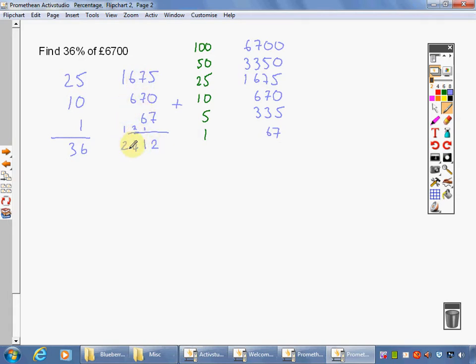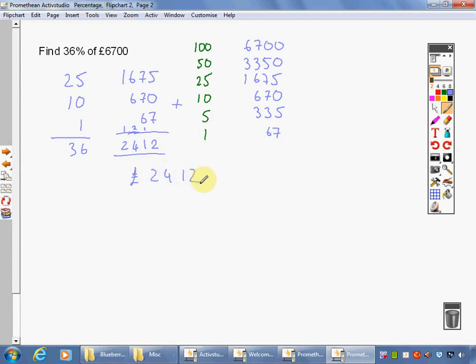So 2412 should be 36%. 33% would be about a third of it. A third of 6,000 is 2,000. It's a bit more on both counts. I reckon that's probably about right. Oh sorry, I must write down the units.